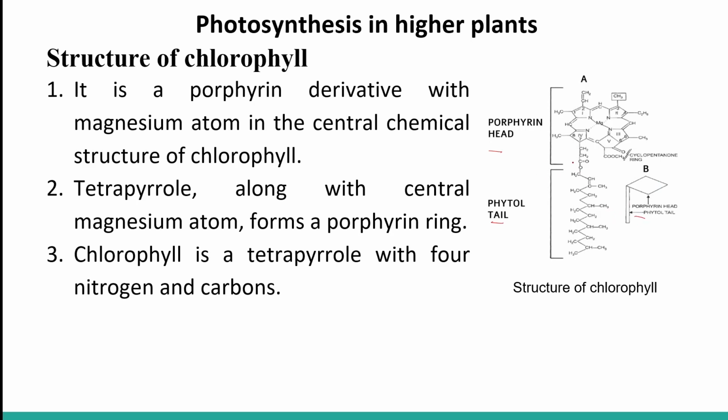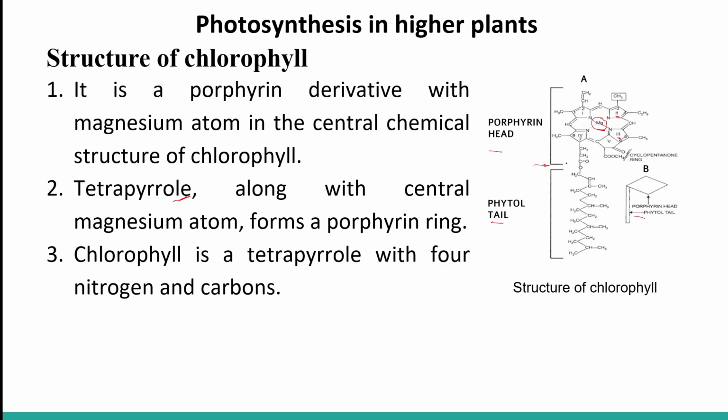Okay, so what is this porphyrin head made up of? This porphyrin head is basically made up of 4 pyrrole, or you can say tetrapyrrole. And this tetrapyrrole along with the central magnesium atom, and remember it is the magnesium atom, not the magnesium ion. So you have to say it is the magnesium atom. So these are tetrapyrrole. One, this is the second, this is the third, this is the fourth one. 4 pyrrole rings along with the central magnesium atom comprise the porphyrin ring.